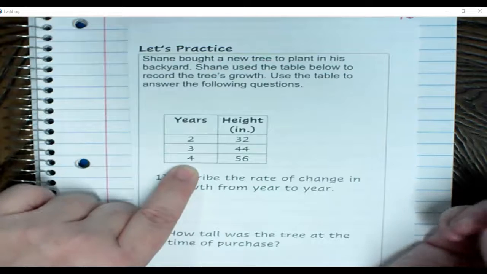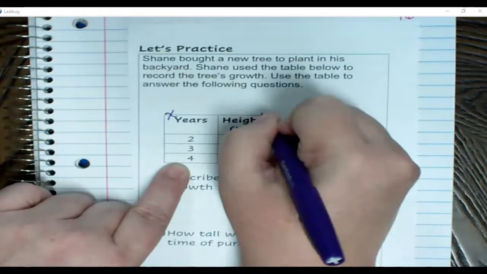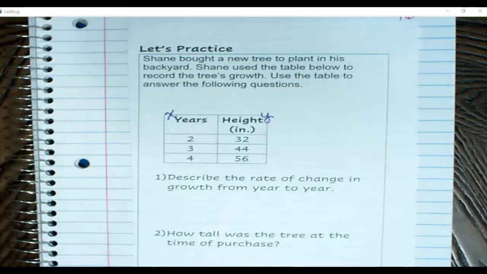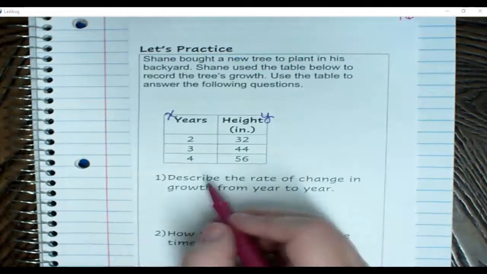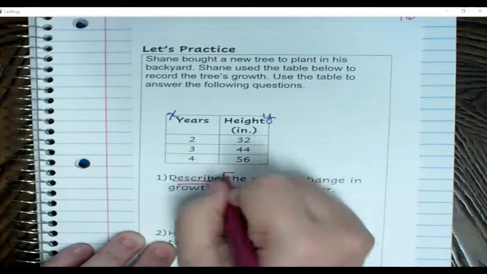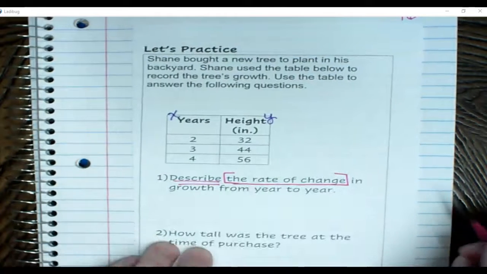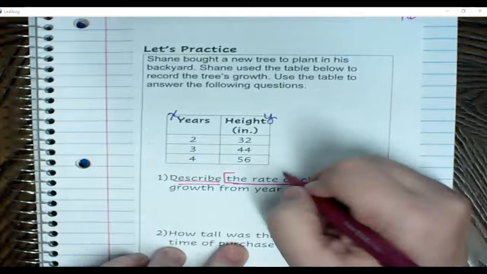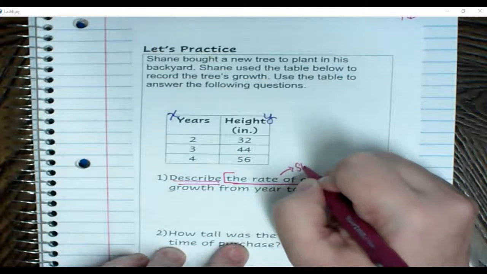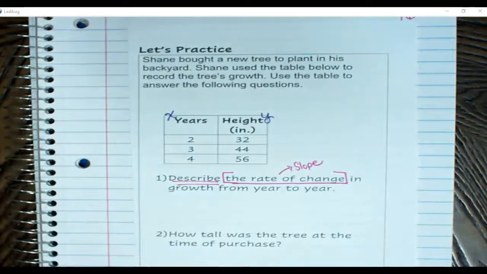And remember, in our table, the first value is always x. This one is y. All right, our question number 1 asks us to describe, so we have to use words, the rate of change. Rate of change mathematically refers to what? Yes, it refers to the slope. So, describe the rate of change in growth from year to year.